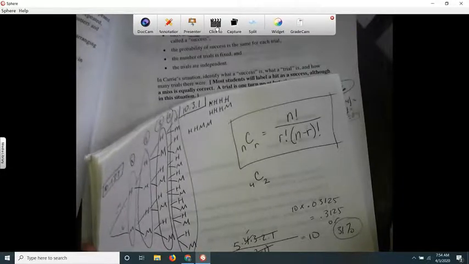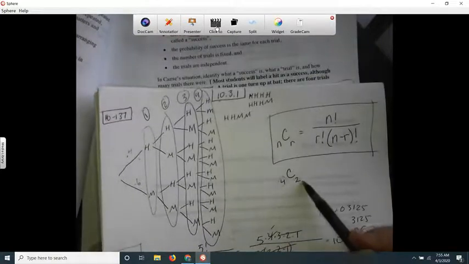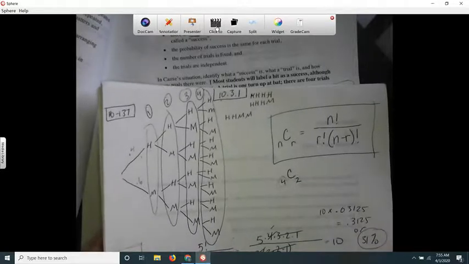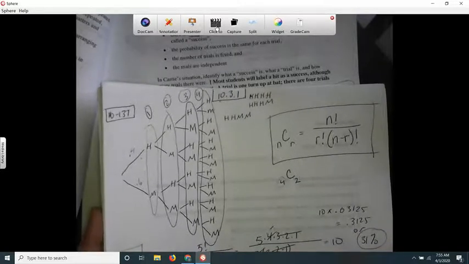Well, 4 is the number of attempts at bat. You know, there's like 1, 2, 3, 4 times she gets to try. And 2 is the number of times she's actually getting a hit. So 4 things taken 2 at a time.